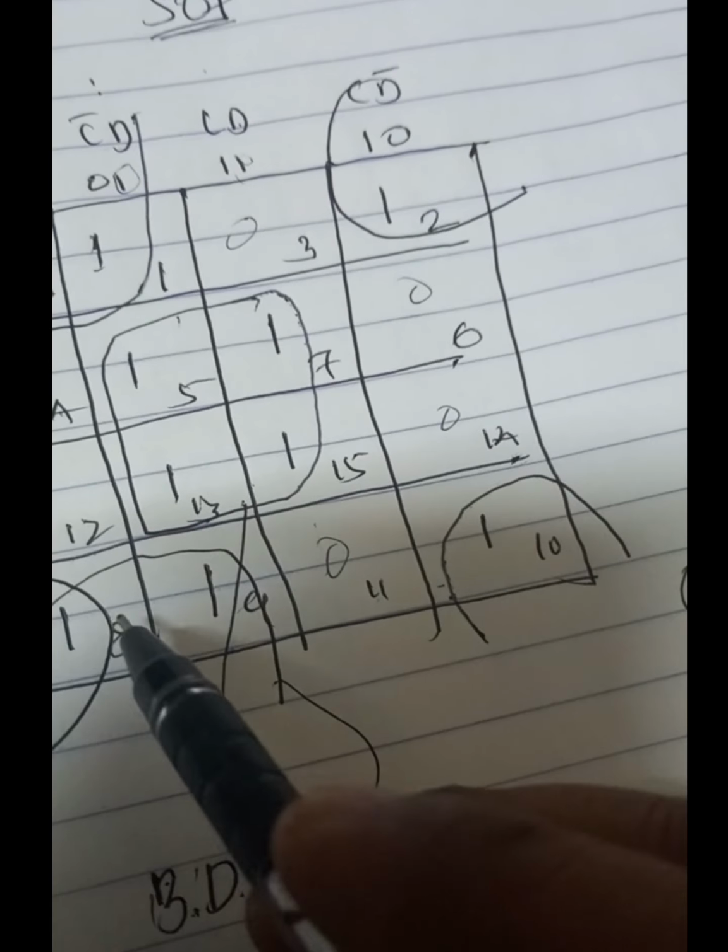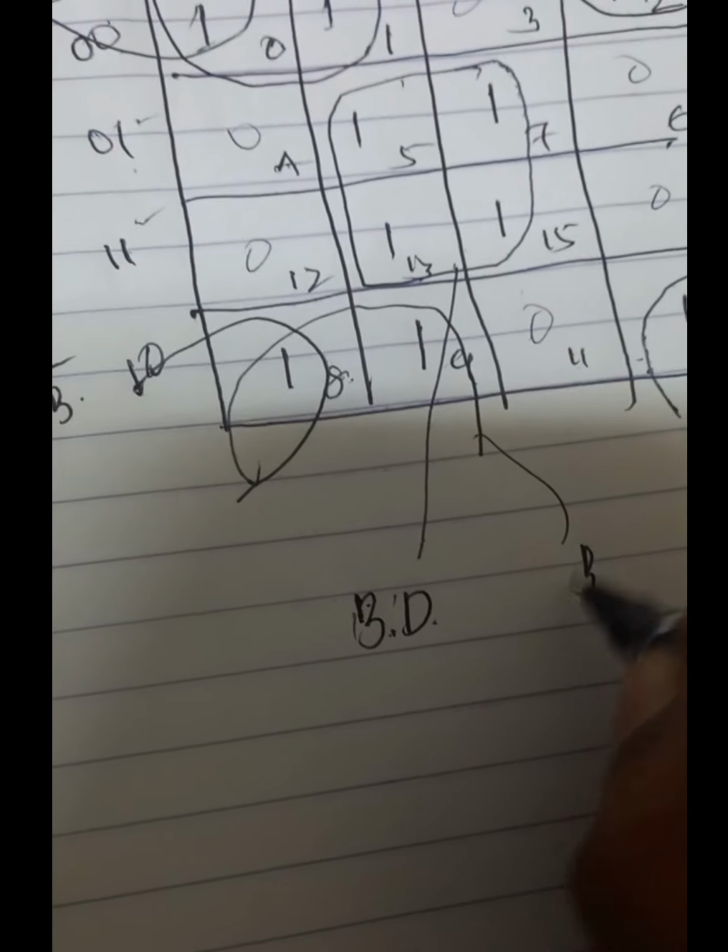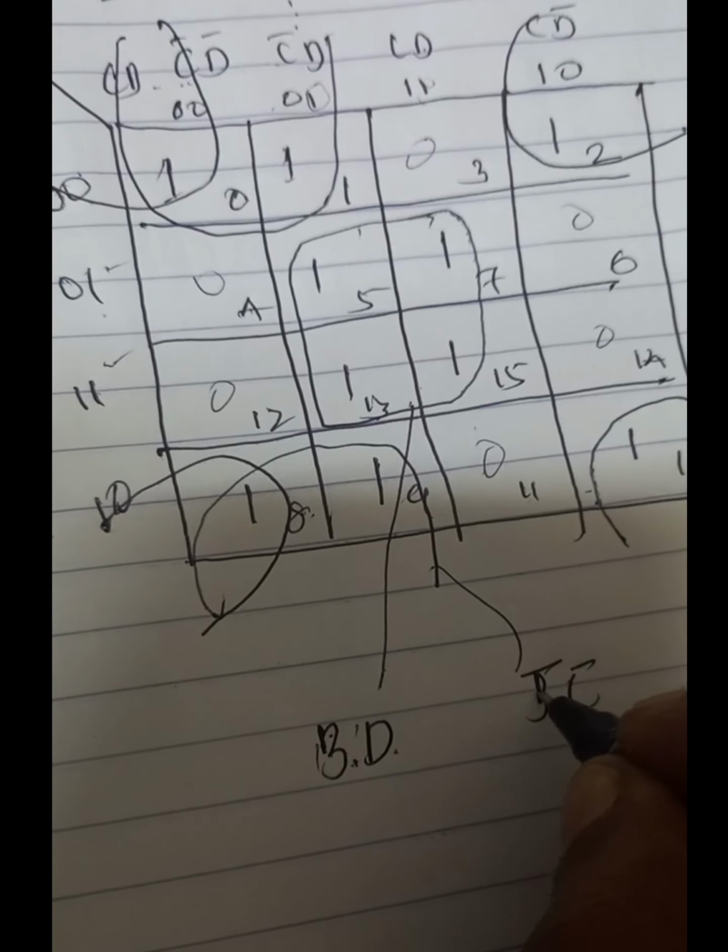Next group is this group, a folding group. This group belongs to the first row and the fourth row. In the first row, 0 is there, and in the fourth row 0 is also there. That's nothing but B bar, so we take B bar on the row side. Then we'll see the column side, first column and second column. Which one is common here? C bar is common, 0 0. So we write B bar C bar.